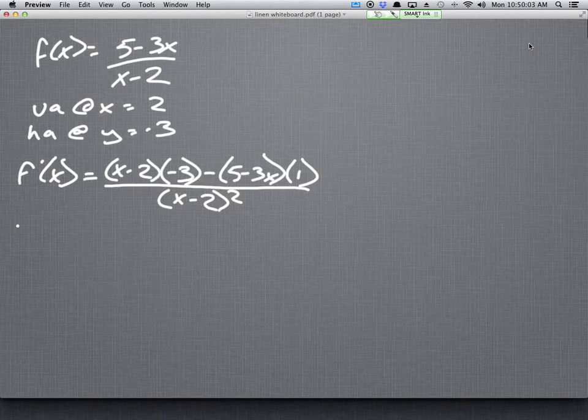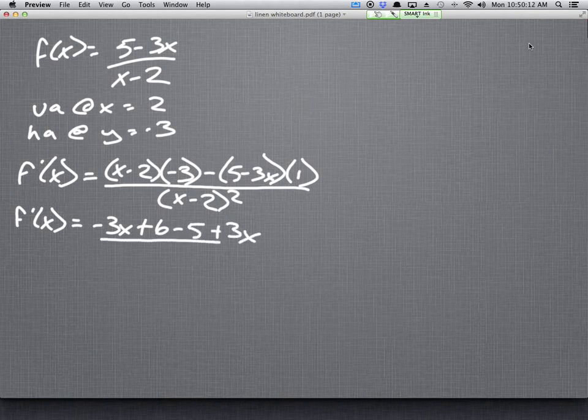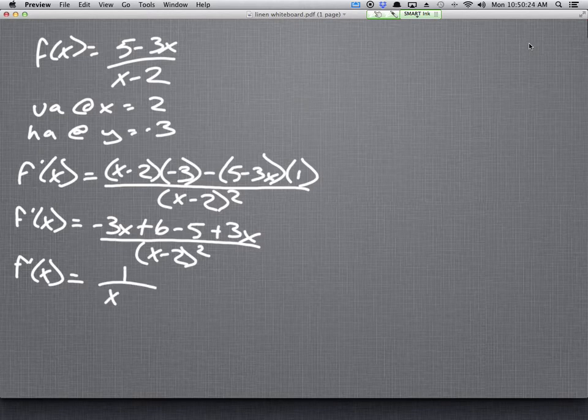Distribute in the numerator. So that is -3x plus 6 minus 5 plus 3x over x minus 2 squared. So my numerator ends up being what? Just 1. Just 1 over x minus 2 squared. So I know it's just 1.